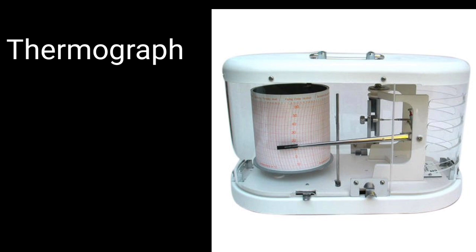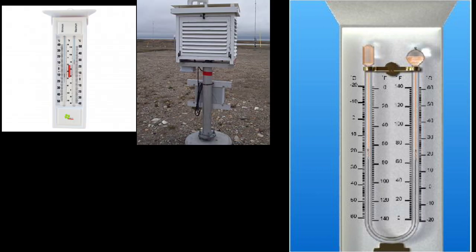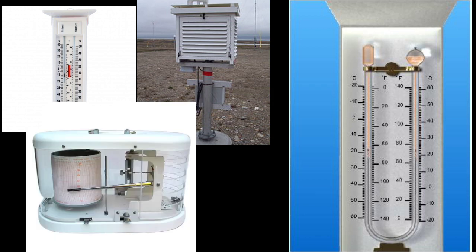So basically, we can see that to record the temperature of free moving air, we can use Six's maximum and minimum thermometer. We can also use a normal maximum and minimum thermometer. We can use a Stevenson screen if we want to measure temperature in the shade. We can also use a thermograph. These are some of the instruments that are used to measure the temperature of the air, right?